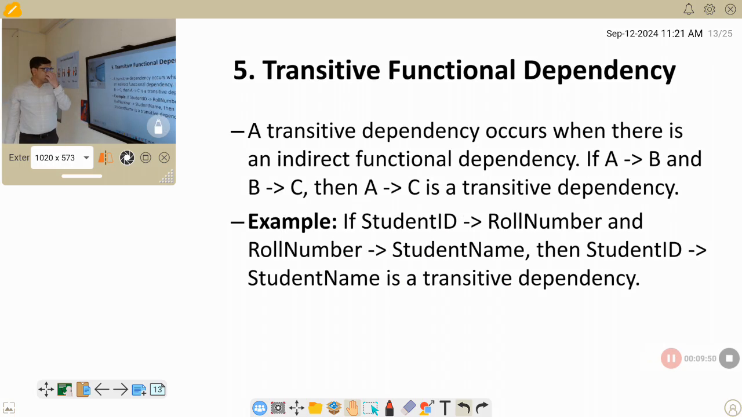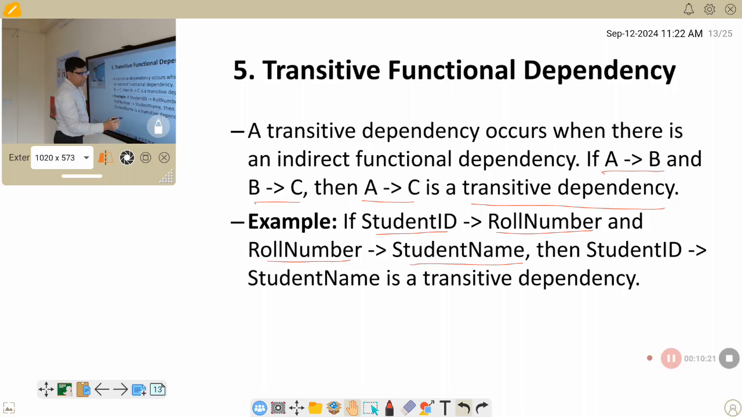Next, transitive functional dependency. A transitive functional dependency occurs when there is an indirect functional dependency. If A arrow B and B arrow C are present, then A arrow C is a transitive dependency. That was already discussed in the previous slide. Student ID arrow roll number, and roll number arrow student name, so student ID arrow student name is the transitive dependency.